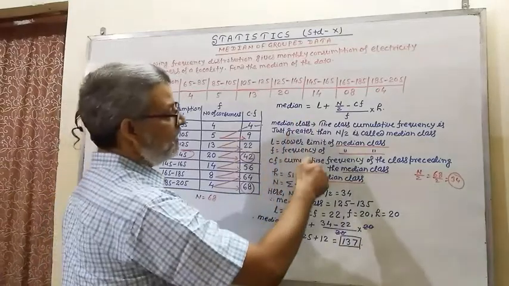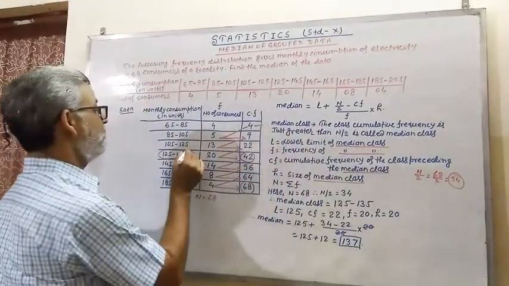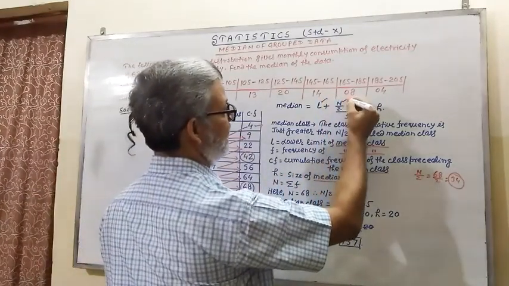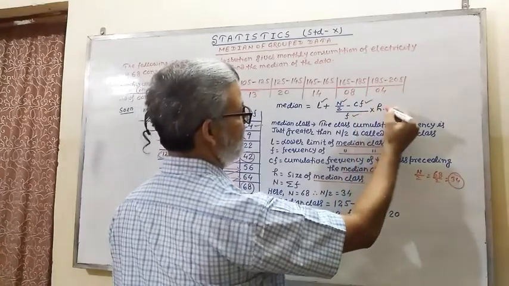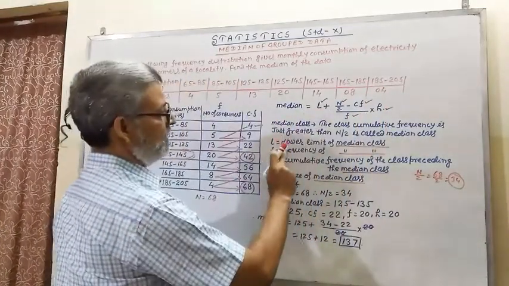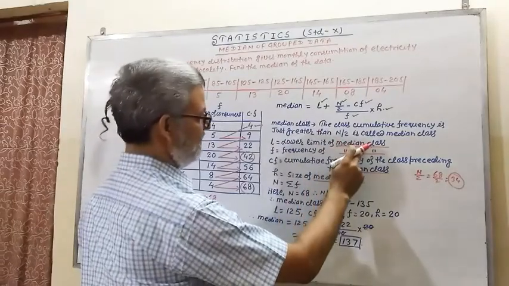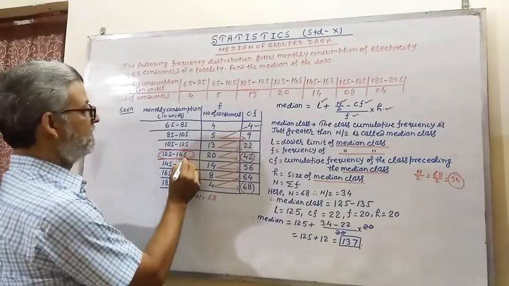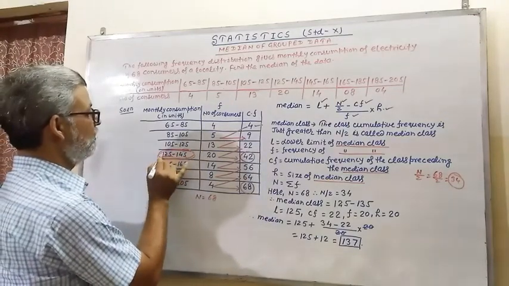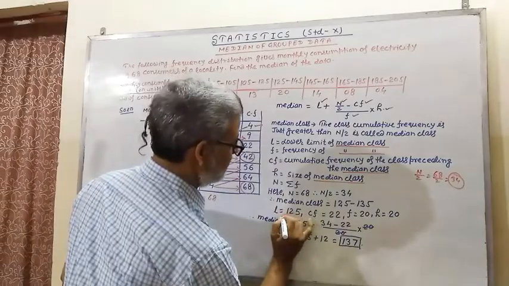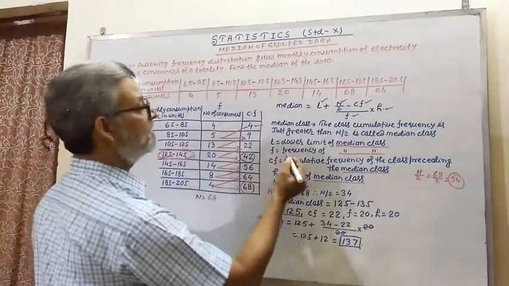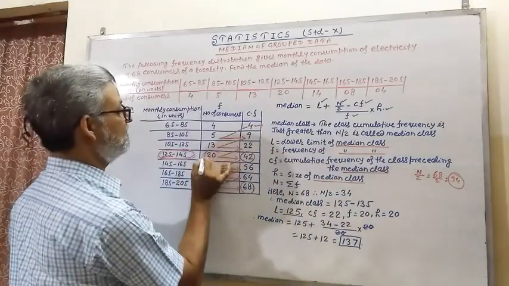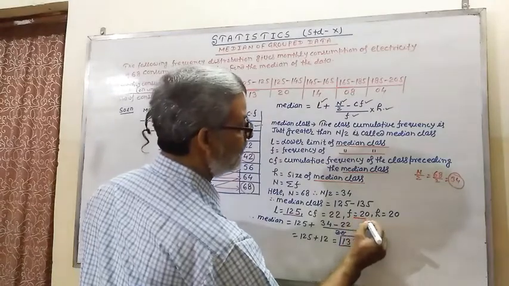Now, according to this median class 125 to 145, you first find all the values: L, n by 2, and we already know Cf, f and h. Now L, what is the meaning of L? Lower limit of the median class. This 125 to 145 is the median class, so the lower limit is 125. So L is equal to 125. After that, the frequency of the median class, that is f. The frequency of the median class is 20. So f is equal to 20.